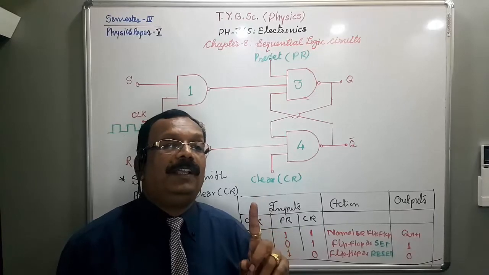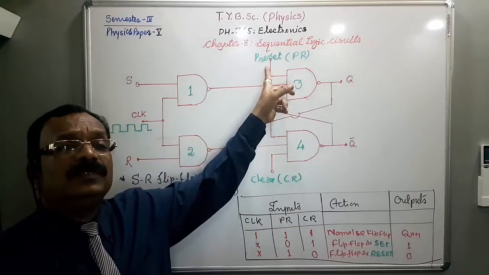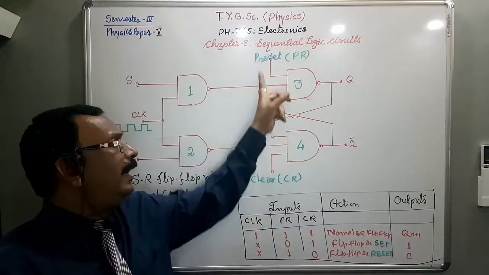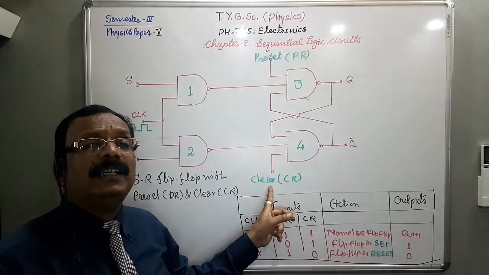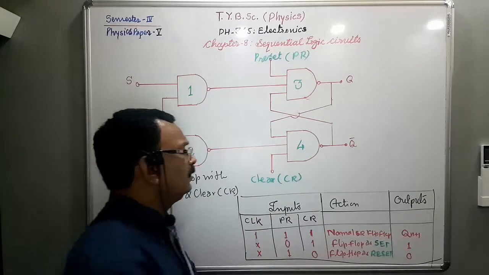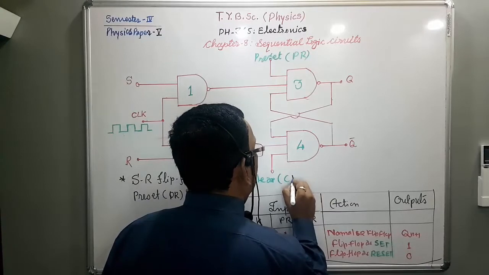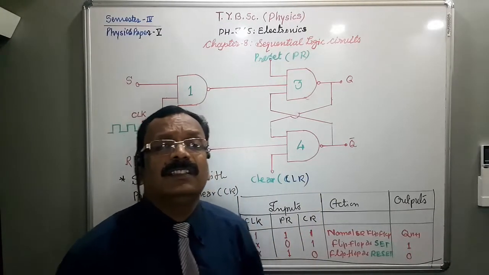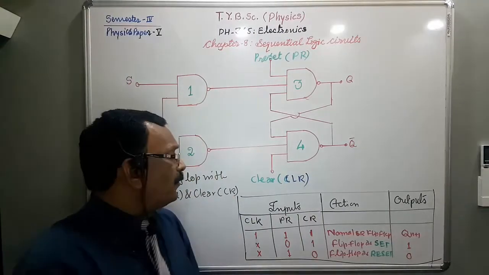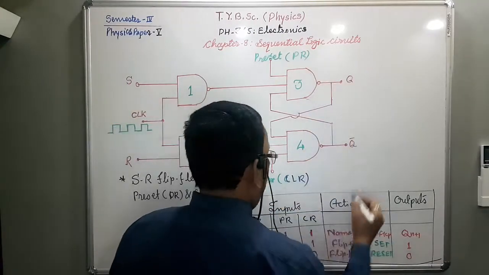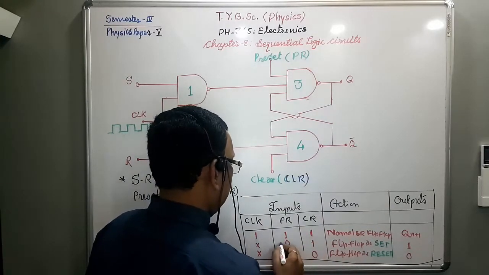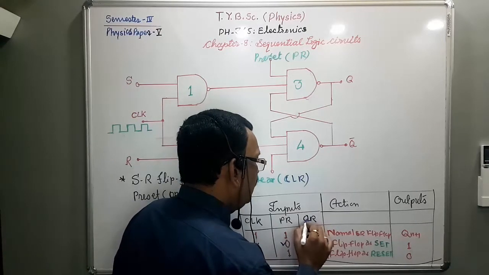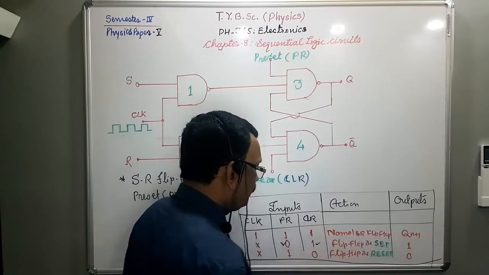So first point, when preset is 0, that is logically low, and clear, that is CLR, is equal to 1. What I say, first, when PR is equal to 0 and CLR is 1. By mistake I wrote only CLR is 1.